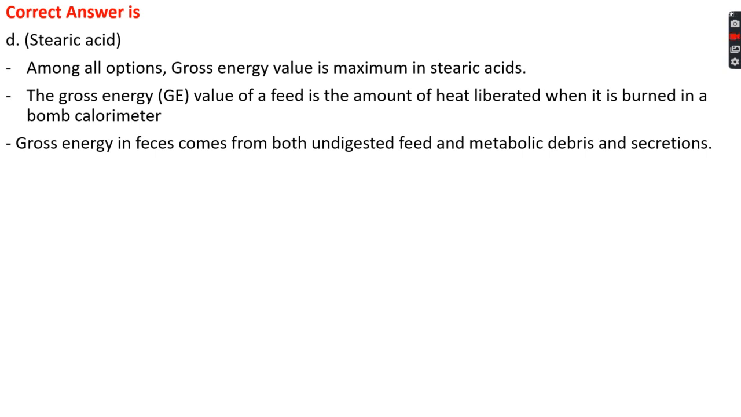The gross energy value of feed is the amount of heat which is liberated when it is burned in a bomb calorimeter. And similarly, the gross energy in feces comes from both undigested feed as well as metabolic debris and secretion.